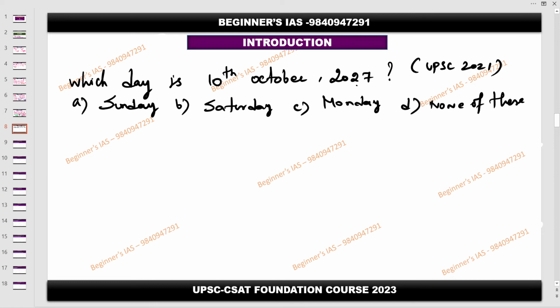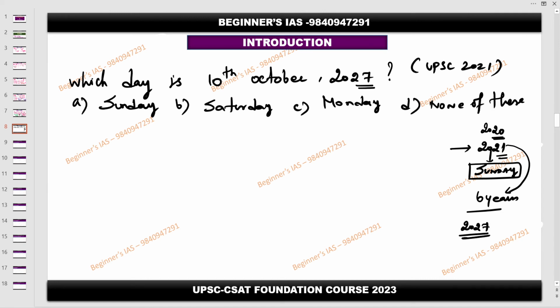See, listen carefully. In 2021, you people were sitting in that examination hall. That day was a Sunday. You were present in that examination hall on a Sunday. The simple logic is 2021 comes after the leap year, which means it immediately follows, and it repeats every 6 years. So here the 2027 calendar repeats the same as 2021. Therefore 10th October 2027 is also going to be a Sunday. It requires analytical skill. Simple. Understood, everyone? How to do this?